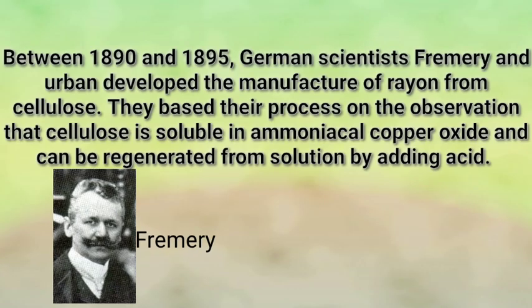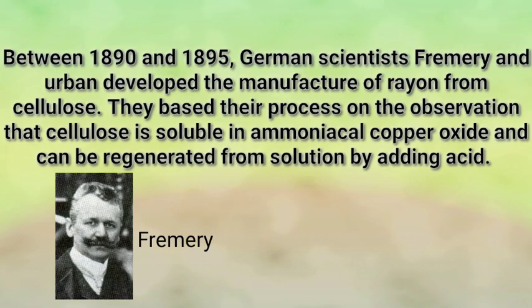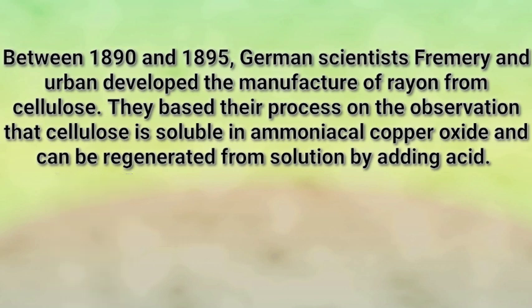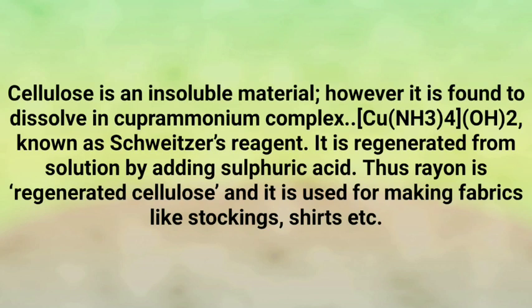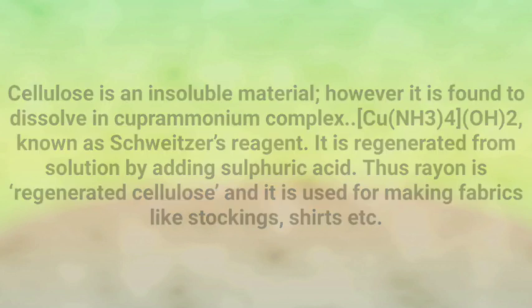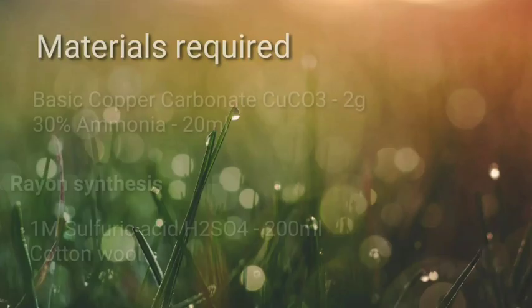The first attempt of making a polymer from cellulose, that is Rayon, was made by a German scientist, Freiherr. He observed that cellulose is soluble in ammoniacal copper oxide and we can precipitate out this cellulose on adding an acid into it. And this polymer can be used for making fabrics, stockings and other things.